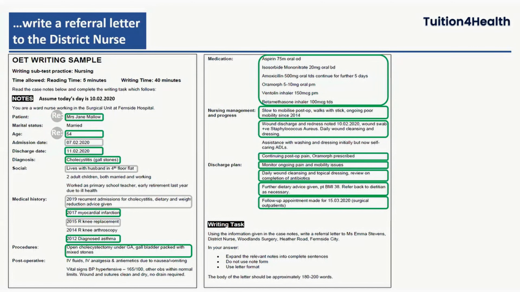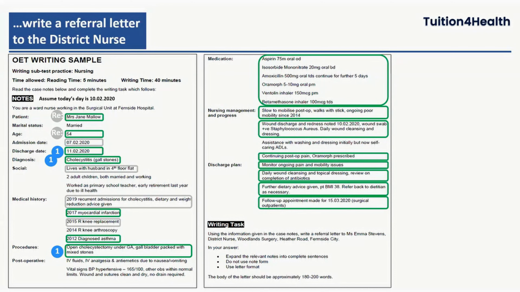Next, I'm going to be thinking about the first paragraph. This is where I will introduce my patient and give a clear indication of why I'm writing. I need to tell the district nurse when the lady is being discharged home, but the admission date is not really relevant unless she has been in hospital for an unusually long time. Here's her diagnosis. She was admitted with gallstones. She's had an open cholecystectomy, removal of the gallbladder under general anaesthetic.